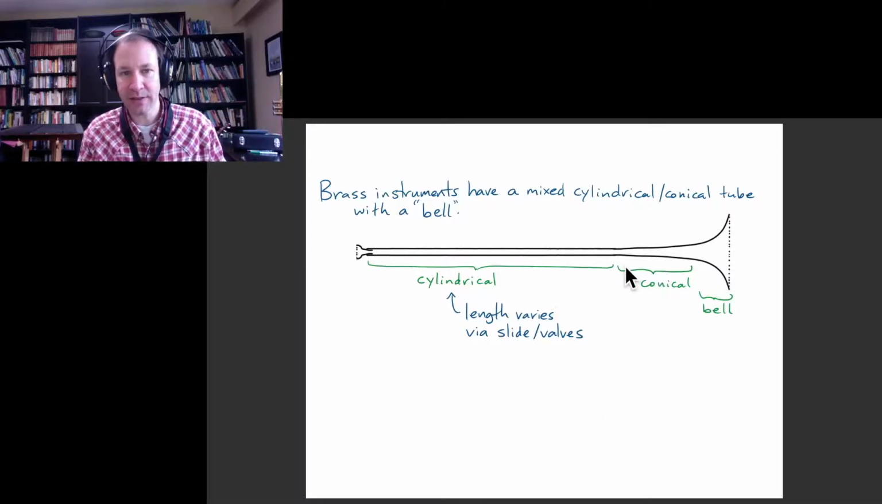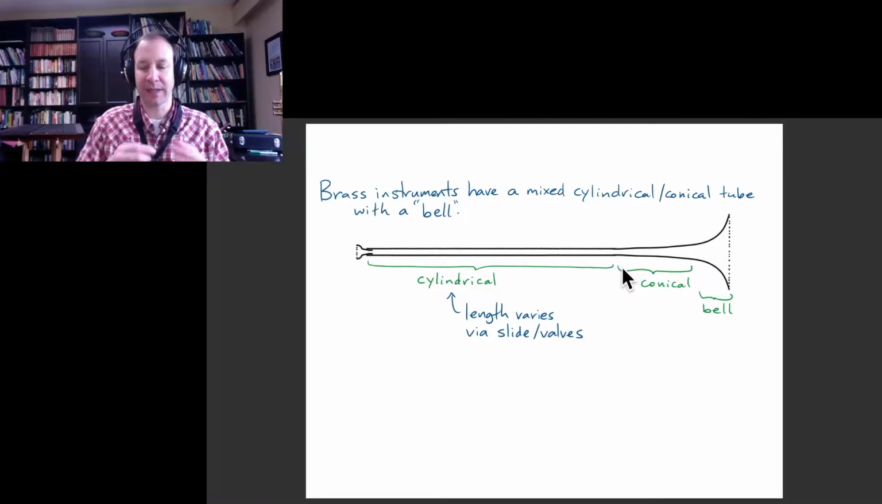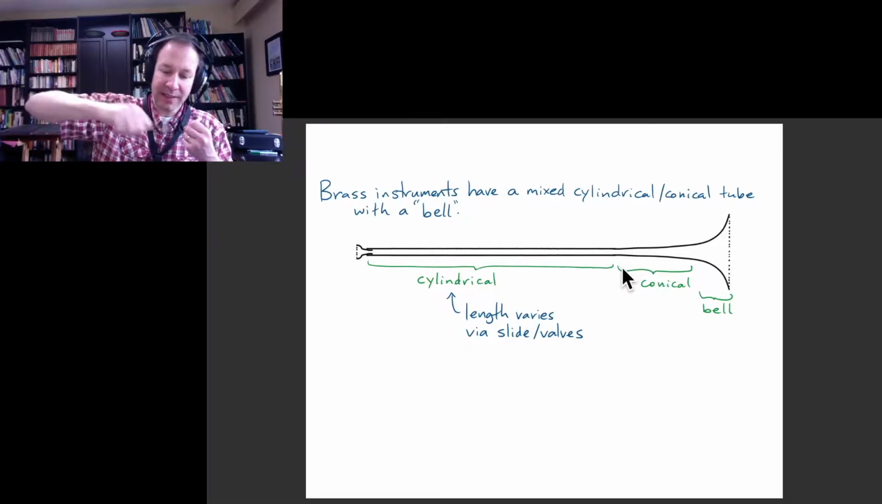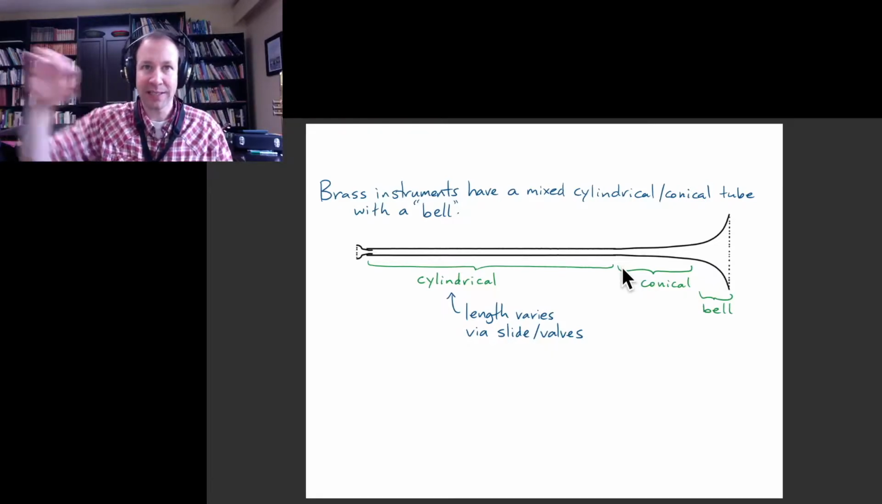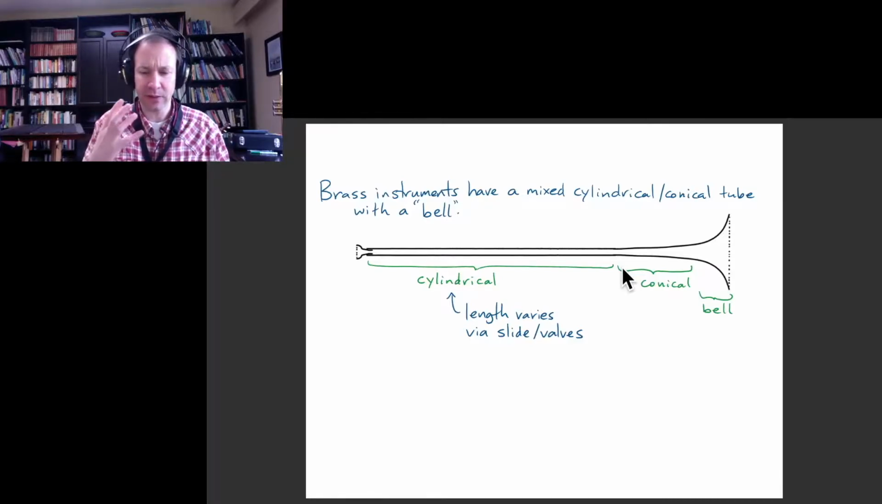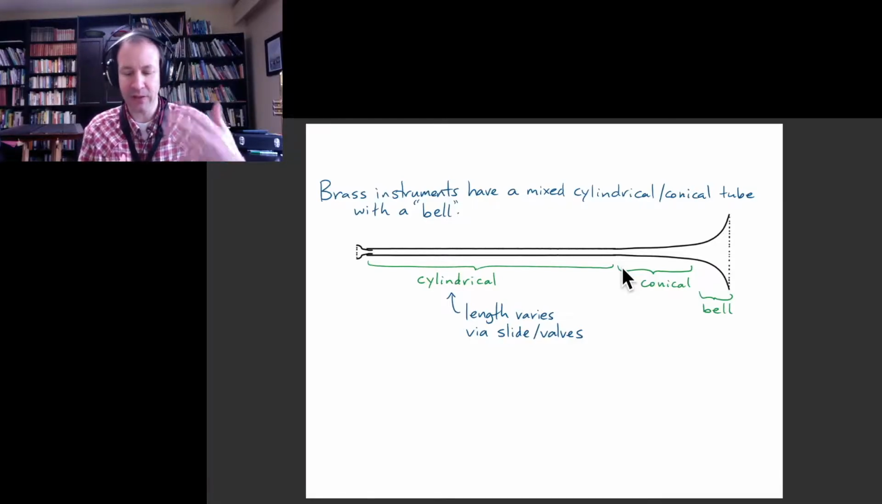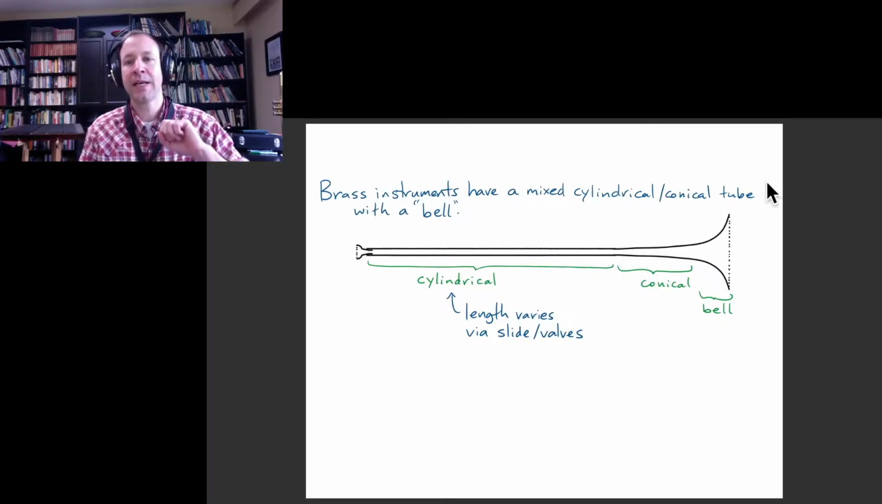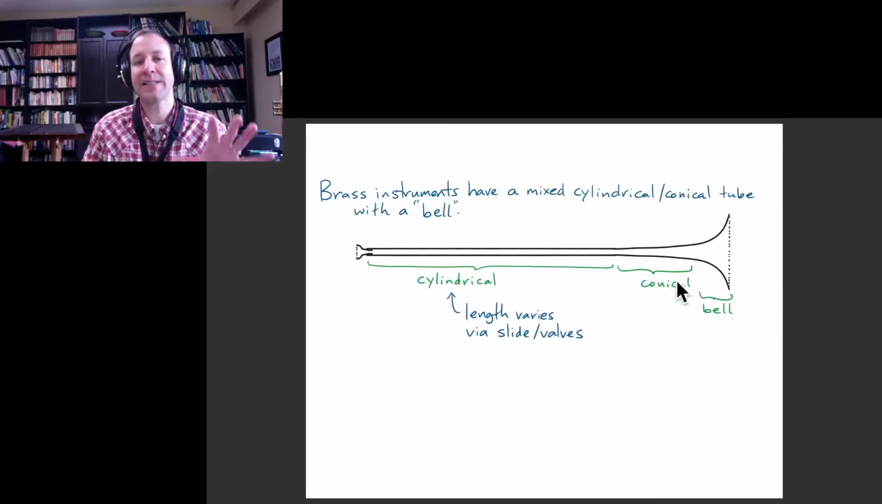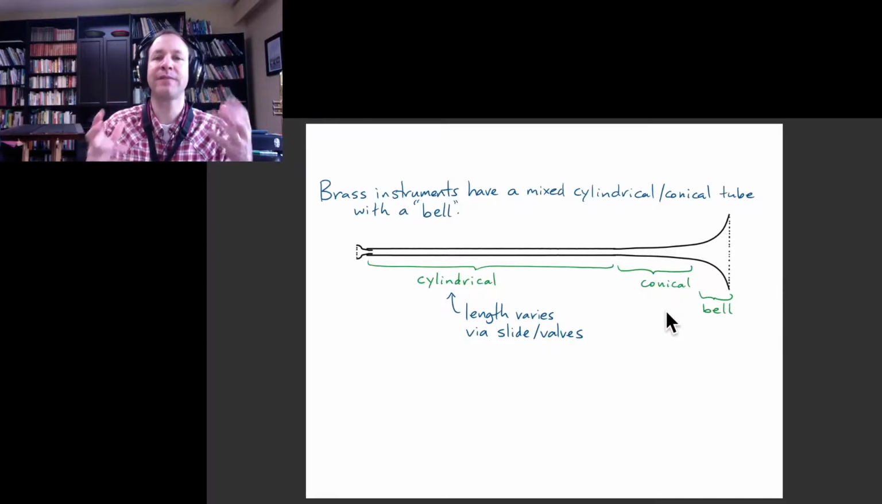So it's part cylindrical, and that is partly because if you want something like the trombone where you're sliding something in and out, it doesn't really work if the tube is changing diameter. And similarly with the trumpet and the French horn and the tuba, it's easiest to add little segments of tube using the valve mechanism if your tubes have a constant diameter during that part. Okay, so the bell and the conical part on a brass instrument have a few different very important effects on the sound of the instrument.